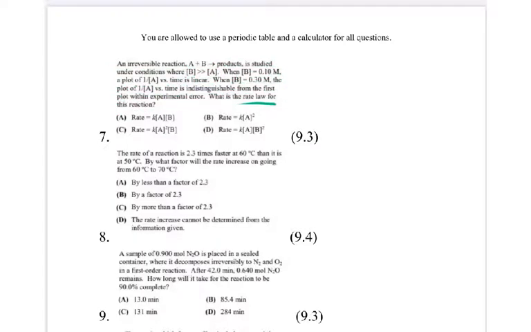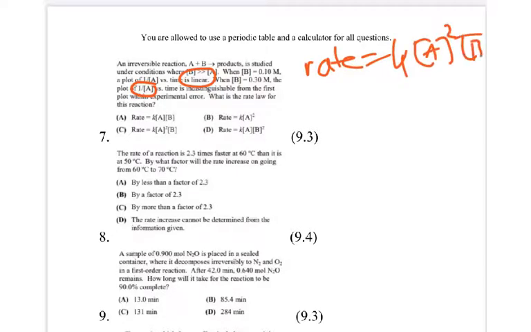So what this problem is basically saying is that the order of A is going to be 2, since a plot of 1 over A versus time is linear as shown here. So we can write rate is equal to k times A squared times B to an unknown order. So we need to figure out what order B is. Now what they did in this problem is that they made B much greater than A, so we can assume that k times B to the x can be our pseudo constant.